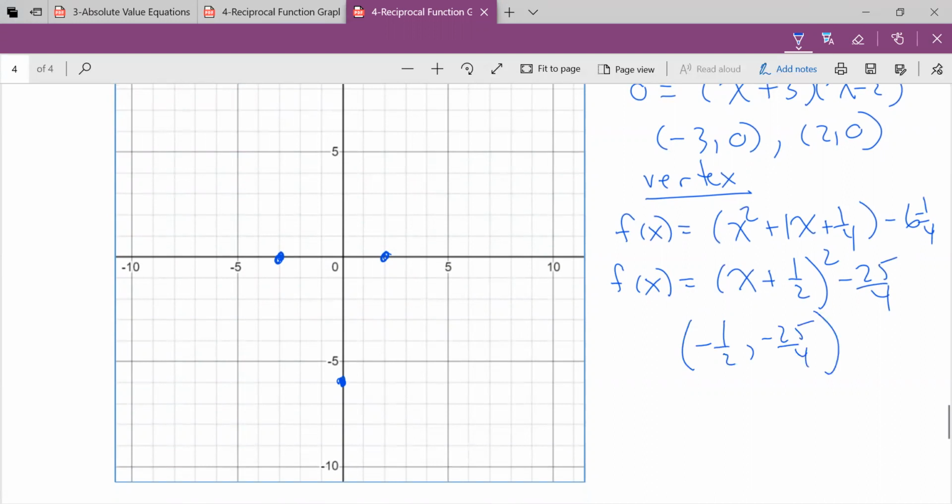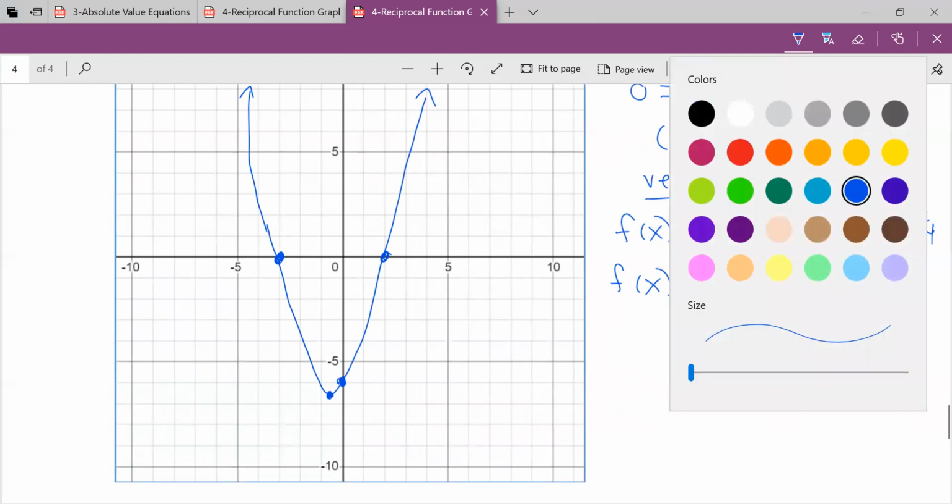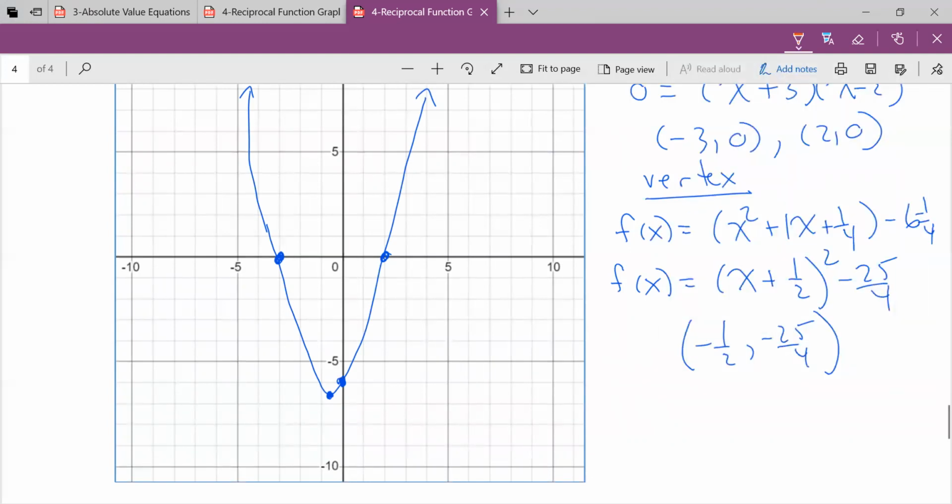Okay, so negative 1/2 and negative 25 over 4 is just a little bit bigger than negative 6, right? So, I mean, it's just right about there. Okay, good enough. And it looks like that. So what will the graph of this look like then? Well, the graph when we have a quadratic is going to do this. Let's find our vertical asymptotes. Well, our vertical asymptotes come from the x-intercepts of the original, like that. Just like that. There's your vertical asymptotes.